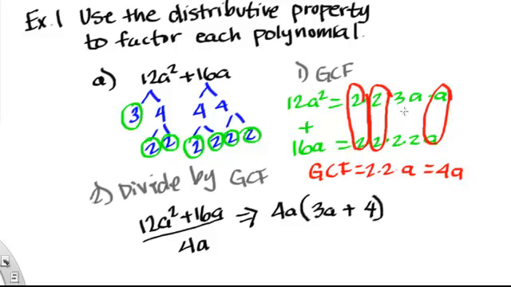Another way my students usually solve this, once they have factored, is they multiply the things they have in common, and then on the inside, if you notice up here, we have 3a plus this 2 times 2, which is 4. And then they just write 4a times (3a plus 4). Same answer.